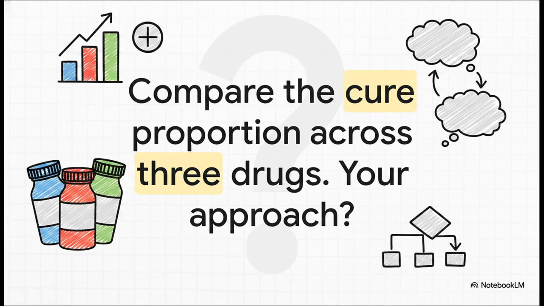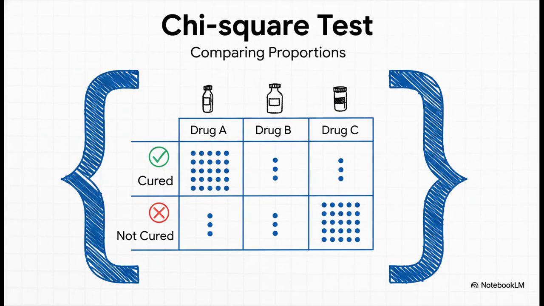How many groups? The logical choice here is a chi-square test. And why is that? Well, because you're working with a categorical outcome. Either they were cured or they weren't, and you're comparing more than 2 independent groups. The logic leads you straight to it.